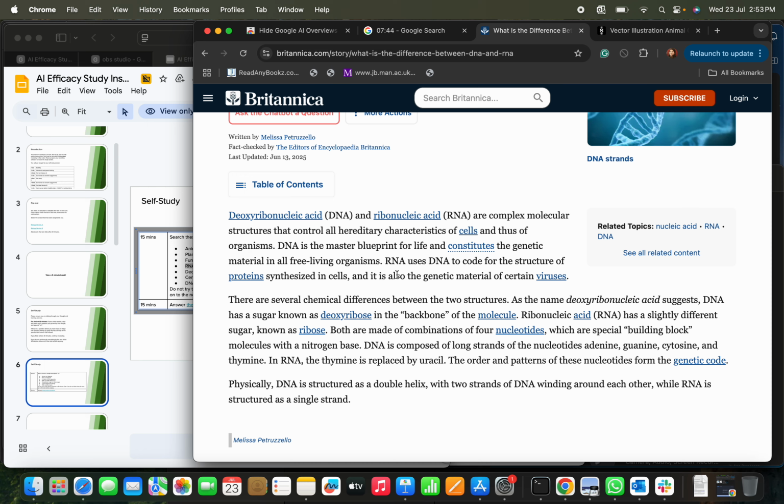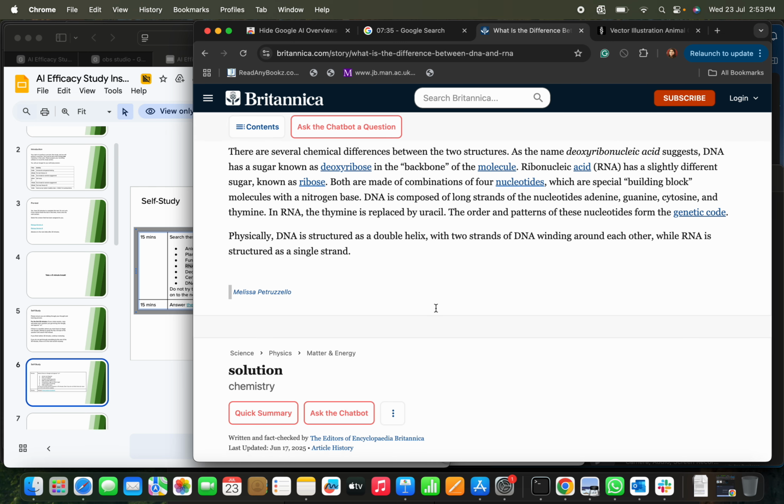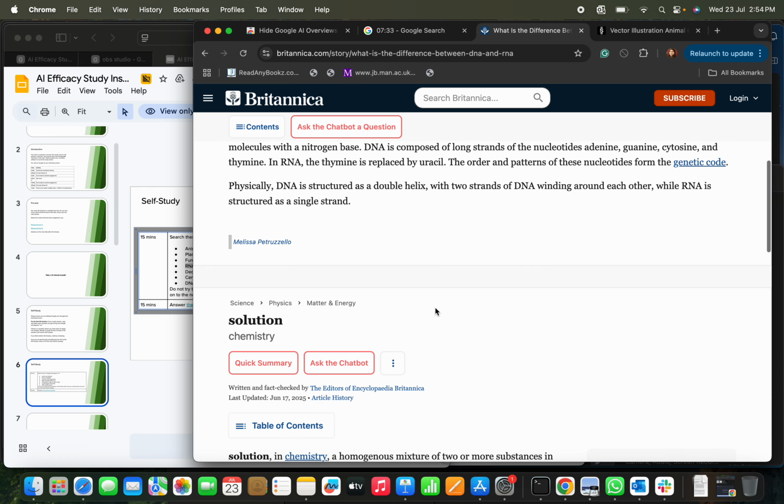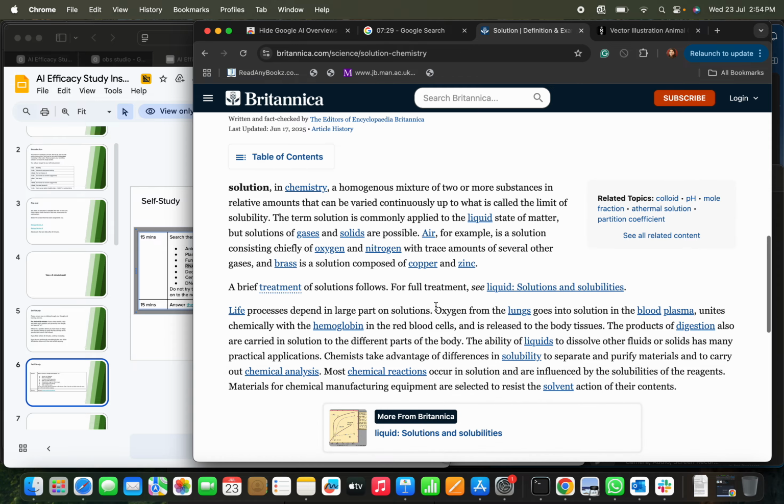A and T form a pair, and A and U in RNA. The order and patterns form the genetic code. DNA is a double strand, while RNA is a single strand. Alright.